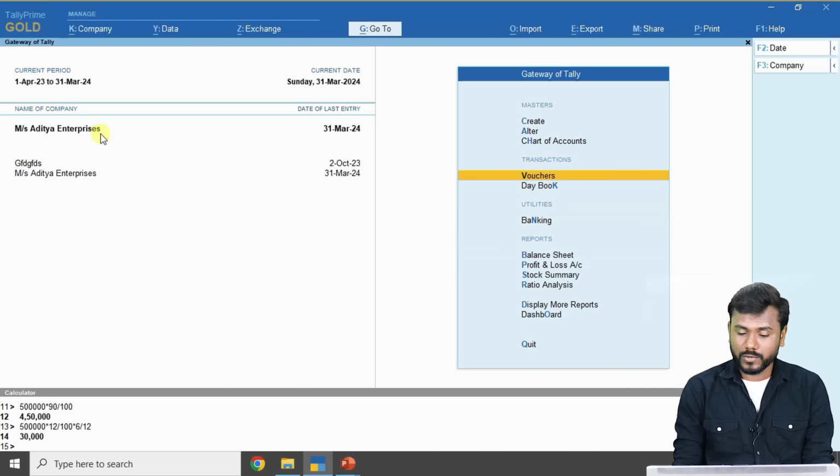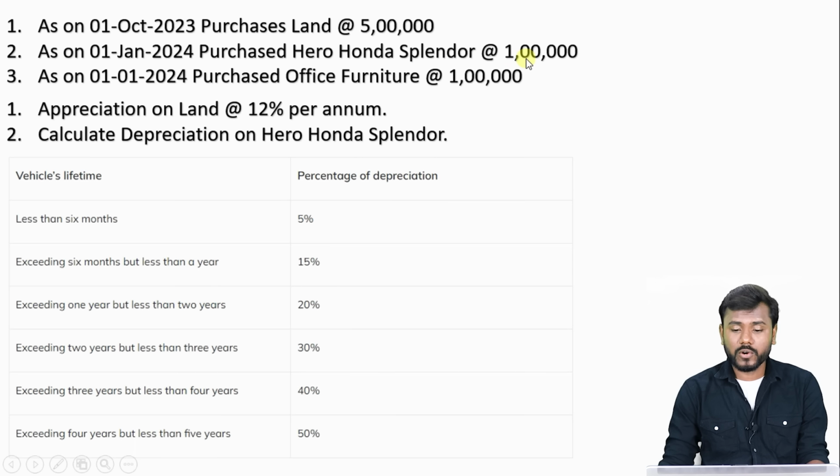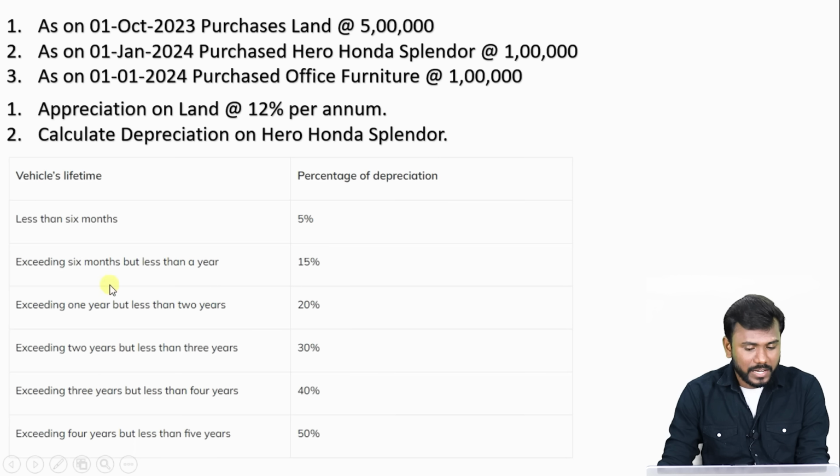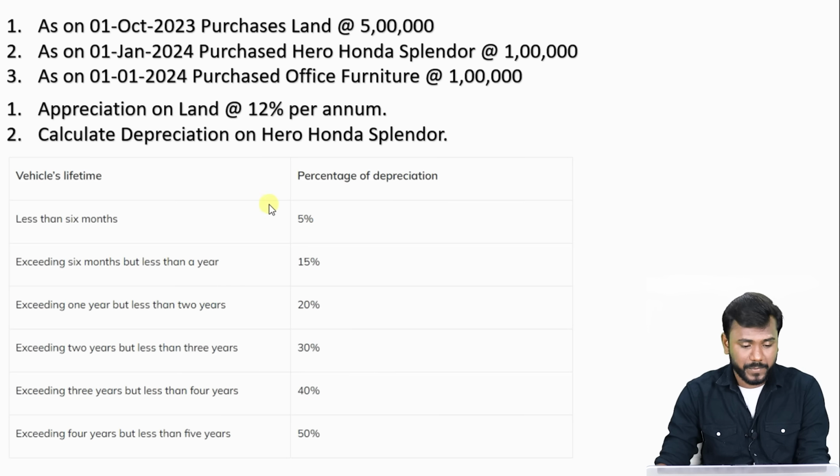Next, go to vouchers. Second, calculate depreciation on Hero Honda Splendor. We purchased Hero Honda Splendor on 1st of January 2024, which is in the last quarter. So here we have given guidelines to calculate the depreciation. Depreciation means a loss of value. Value is now going to reduce.